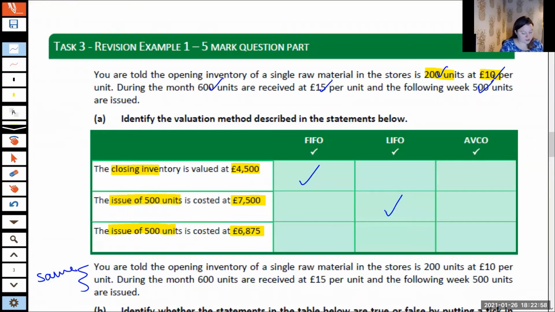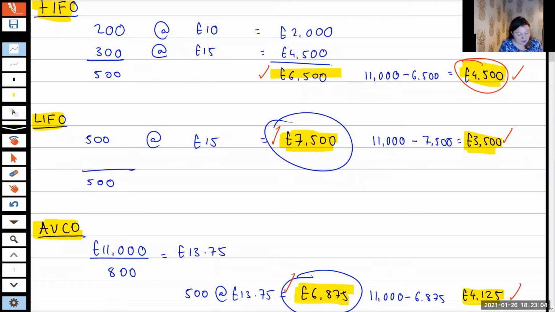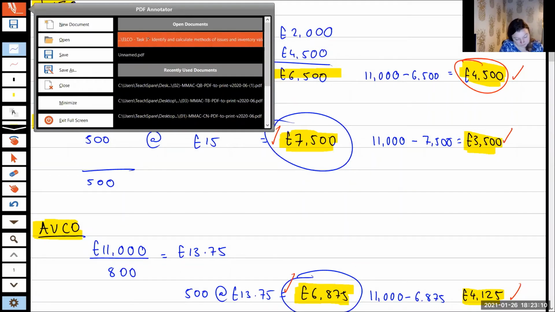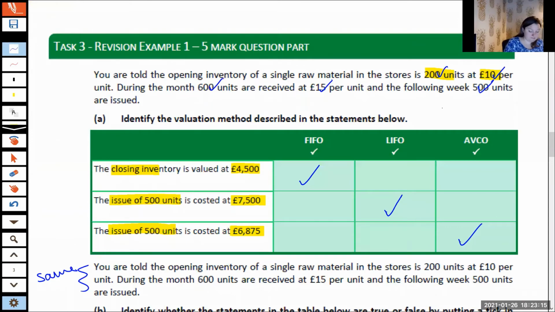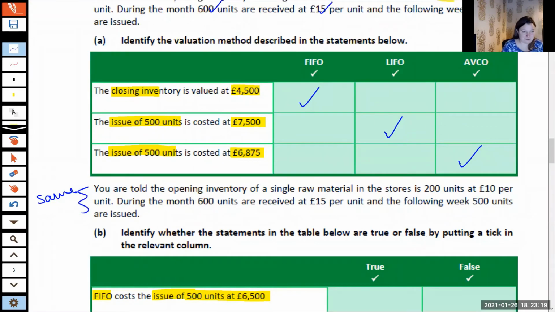And the last one, the issue of 500 units is costed at 6,875. Again, 6,875, there's my cost of issue. I can see that's AVCO, so I'm going to go and tick the AVCO box. So that's my answers there. It actually nicely went in FIFO, LIFO, AVCO for me.